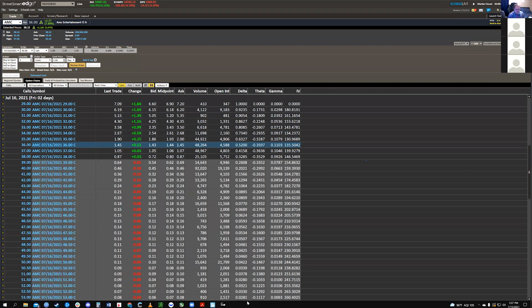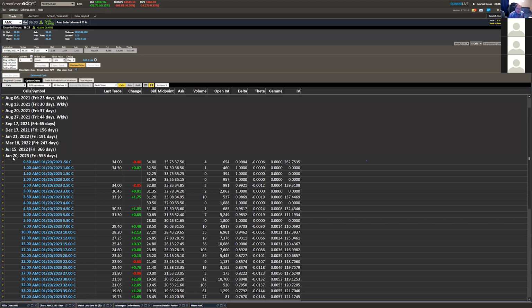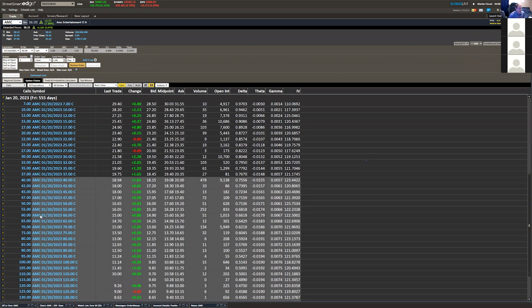Okay. So that's what I really warn people: have realistic expectations. Now, any stock can go up or down. So realistically, this one I clicked on is January 20th, 2023. So that's a year and a half from now. Could AMC realistically be $55 in 2 years? Yes, it is actually quite possible.